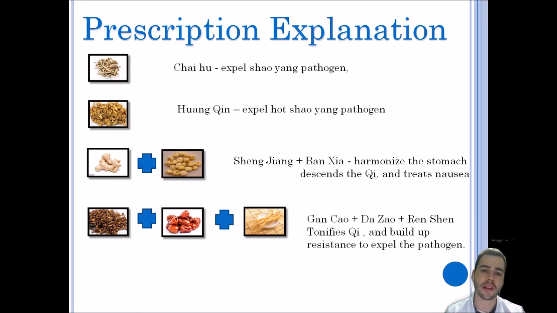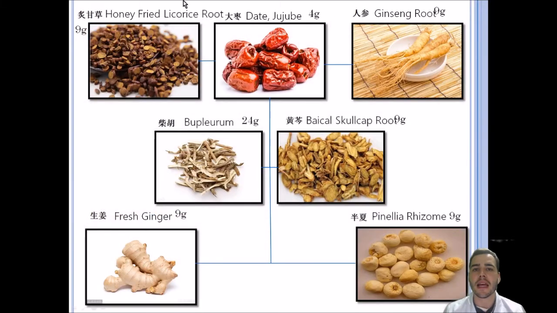How to take it out? 24 grams of Chai Hu. It's going to help us expel the pathogen, and Huangqin is going to support this function of Chai Hu, helping to expel the pathogen, and it is also going to expel heat. Usually the people that experience this syndrome have a hot condition. If you check the tongue, as I showed you, it's slightly red, which means that the person is hot. Really easy.